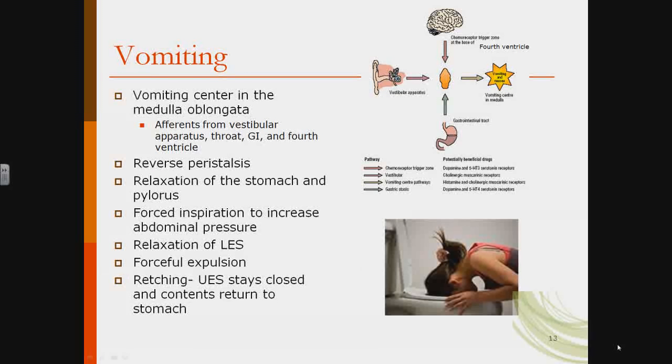Now, vomiting is all about reverse peristalsis. You have to get the food out. In order to do this, you have to have relaxation of the stomach and the pylorus. You can even vomit from your small intestine. You take a deep breath in, that's the forced inspiration, and this is to increase abdominal pressure. You have to relax the esophagus, the lower esophageal sphincter. This is the band of muscle of your esophagus that just leads to the stomach, so you have to relax that. And then all of a sudden, you have forceful expulsion.